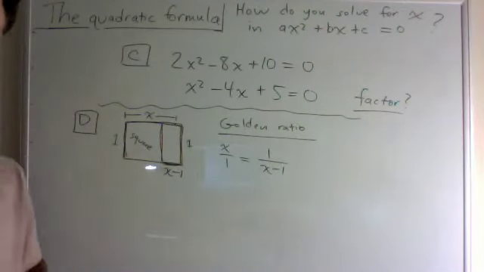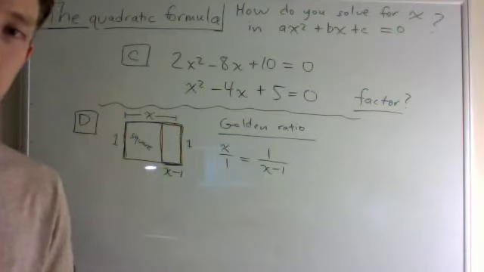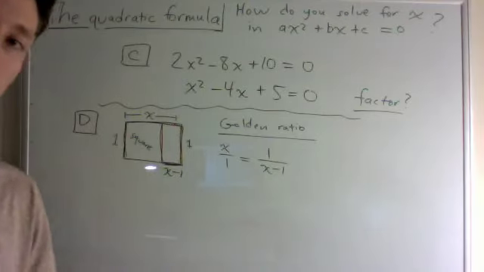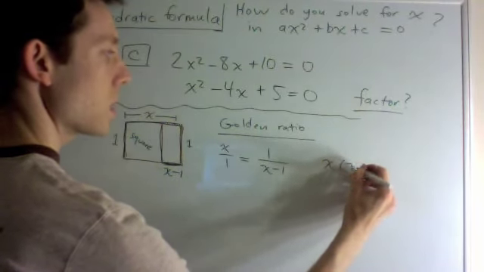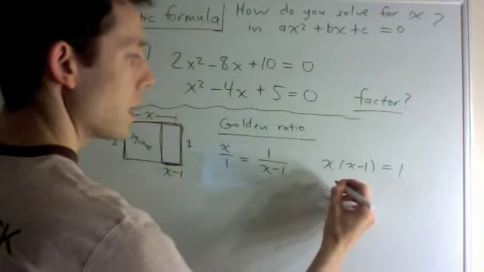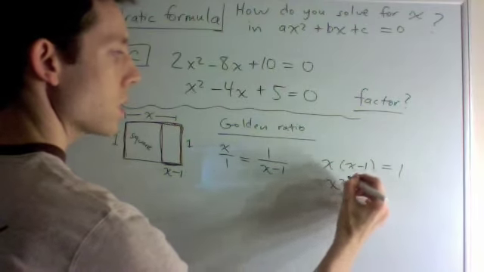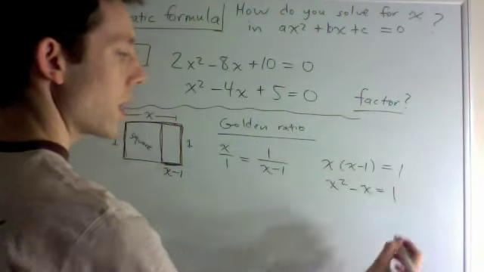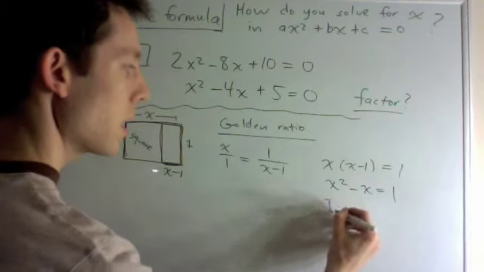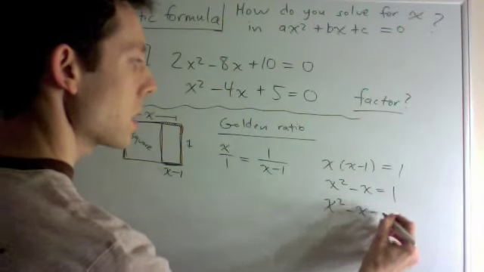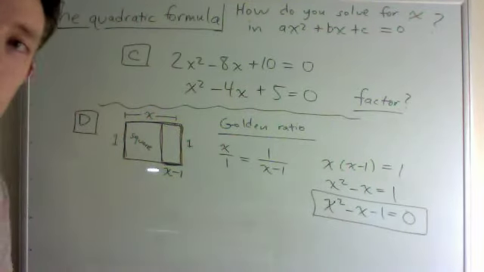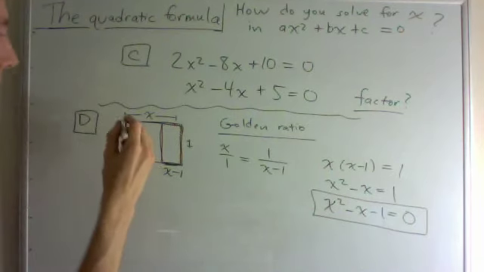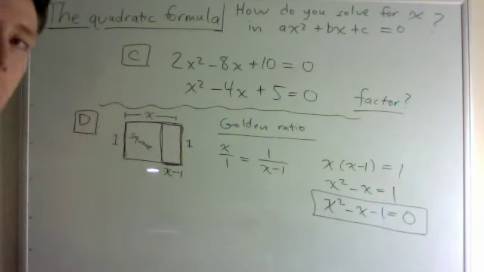It's not obvious that that's a quadratic equation. In fact, right now it's technically not a quadratic equation, but I can multiply both sides by x minus 1, and I get x times x minus 1 is equal to 1. If I multiply out the x, I'll have x squared minus x is equal to 1. And in fact, I can subtract 1 from both sides. I'll have x squared minus x minus 1 is equal to 0. Suddenly, I do have a quadratic equation, and if I could solve this quadratic equation, I know exactly how long this rectangle would have to be in order to achieve the golden ratio.